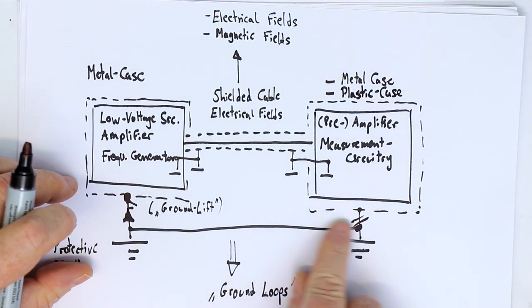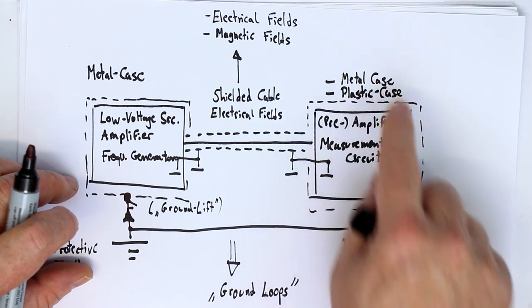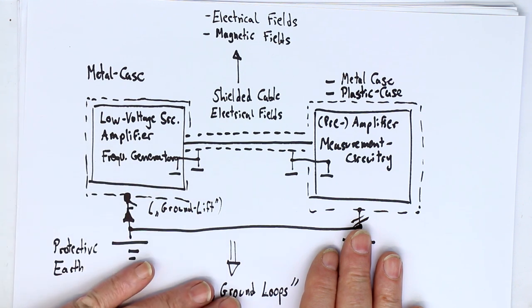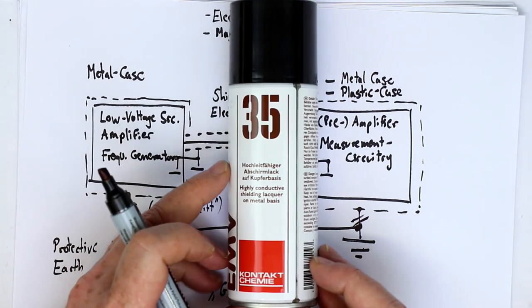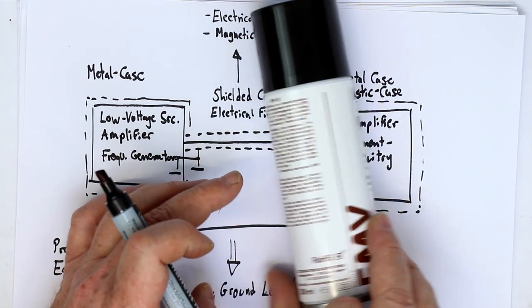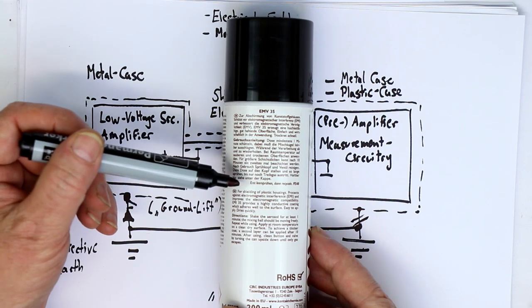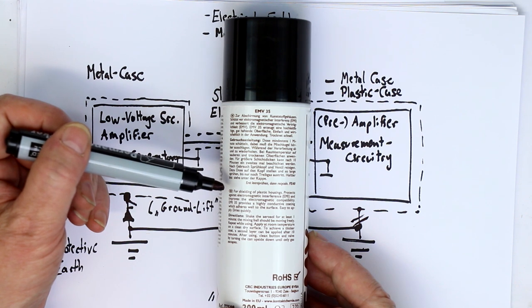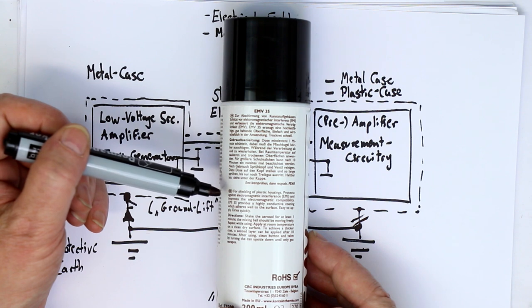Now, of course, you lose at first look the shielding effect of the metal case, but you also get away with ground loops. And there are these aerosols, these sprays, like this one here. This is a copper spray. I'll just read out to you the description. For shielding of plastic housings, protects against electromagnetic interference (EMI), and improves the electromagnetic compatibility.